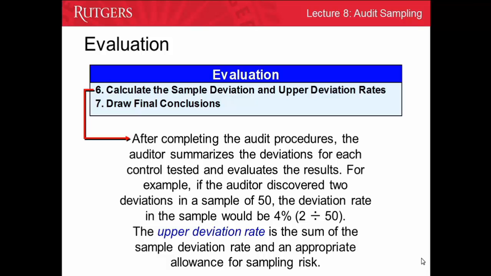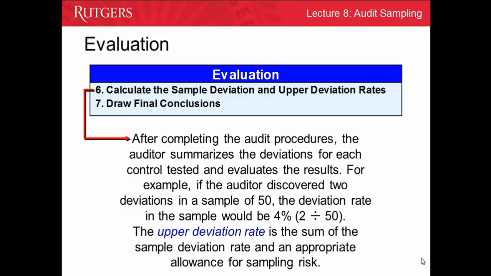The sample deviation rate is simply the number of deviations found in the sample divided by the number of items in the sample. This calculation projects the sample results to the population and is required by auditing standards. For example, if 2 deviations were found in a sample of 50, the sample deviation rate would be 4%, which equals 2 divided by 50.